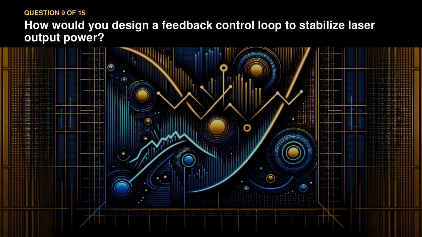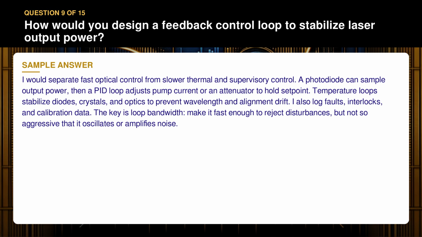Question 9. How would you design a feedback control loop to stabilize laser output power? I would separate fast optical control from slower thermal and supervisory control. A photodiode can sample output power, then a PID loop adjusts pump current or an attenuator to hold set point. Temperature loops stabilize diodes, crystals, and optics to prevent wavelength and alignment drift. I also log faults, interlocks, and calibration data.